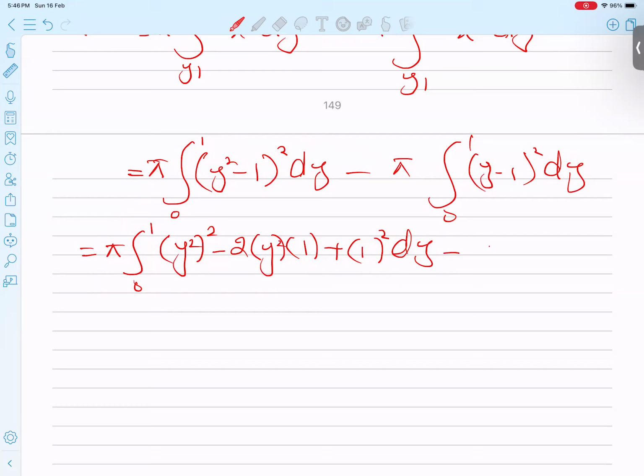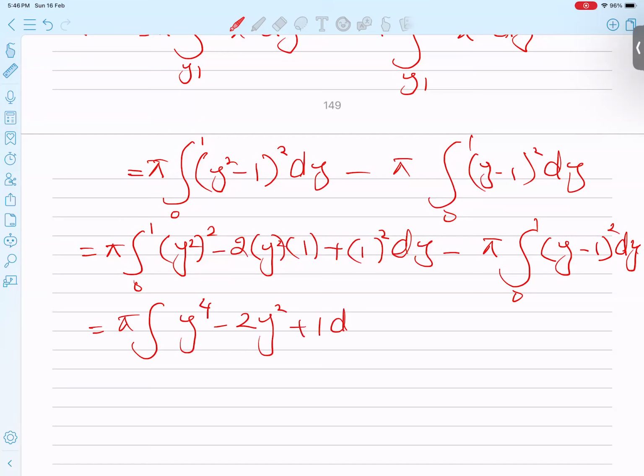So this is done. Second part, I'm not expanding. No, don't waste time expanding. If you expand, it's not wrong, but we don't expand, we can do it as linear base. So this becomes y to the power 4, minus 2y squared plus 1 dy. And here I got y minus 1 to the power 2 dy.